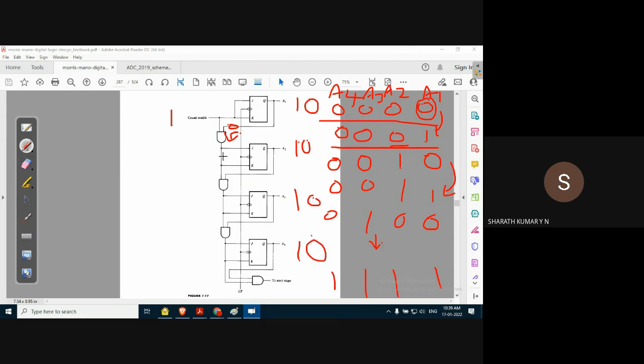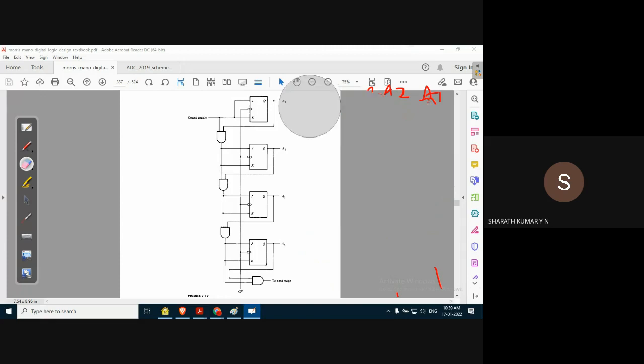Of course, this will not happen in one cycle. So for this, we have to forcefully change the output to 0. That we can do. Preset and clear can be used to reset the counter to 0. So this is what is known as a 4-bit synchronous counter.